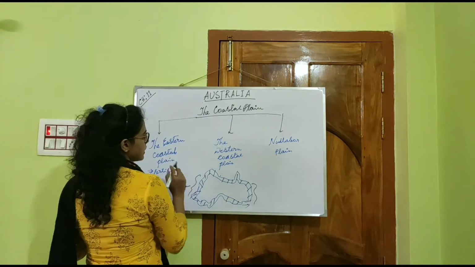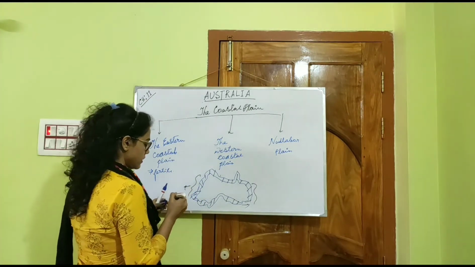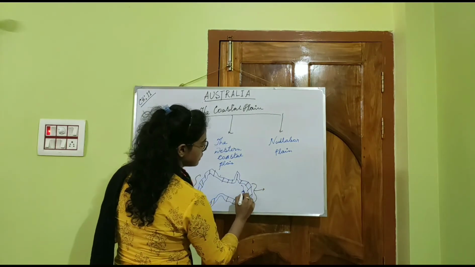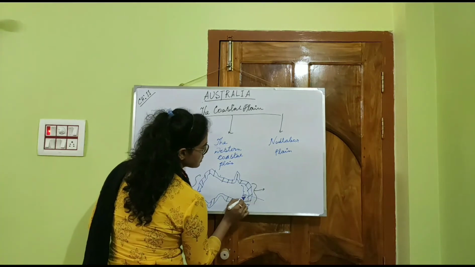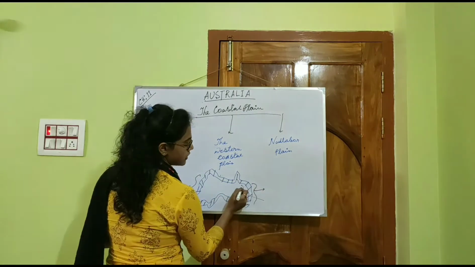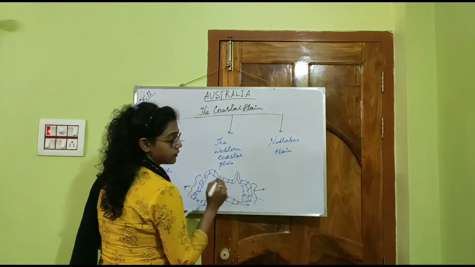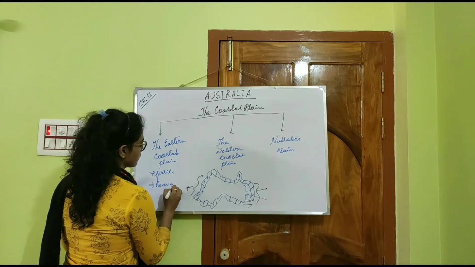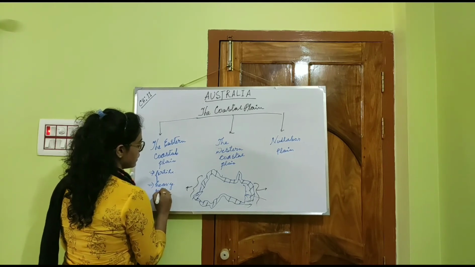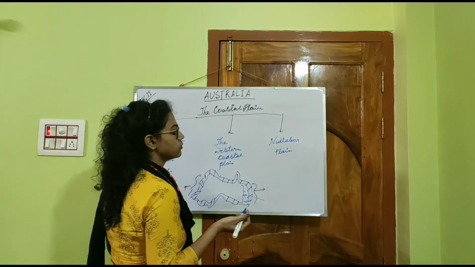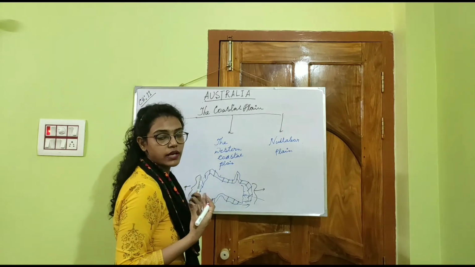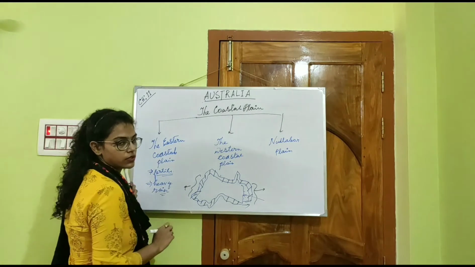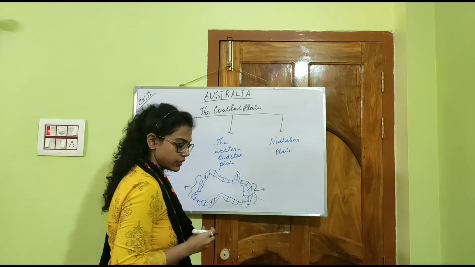So the eastern coastal plain means this side. Here is the Great Dividing Range, we know. So all the clouds are collected and hit this portion. For that reason, heavy rain happens here. This area gets heavy rainfall, and for that reason it is a highly fertile area.